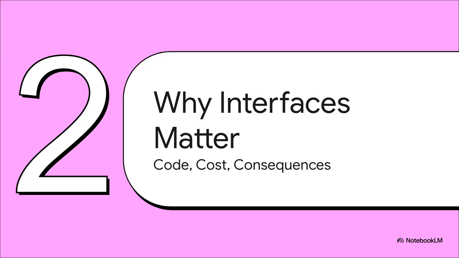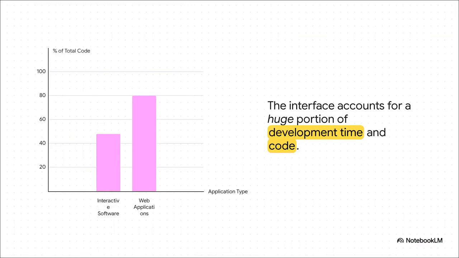Okay, but this isn't just some abstract idea for engineers. The way these interfaces are designed has huge real-world implications. We're talking about everything from the code it takes to build them to some pretty serious consequences when they go wrong. And it's so easy to underestimate the amount of work that goes into building these bridges. For a typical piece of software, the interface alone can be almost half of all the code written. And for web apps, get this, that number can shoot up to a staggering 80%, just for the interface.